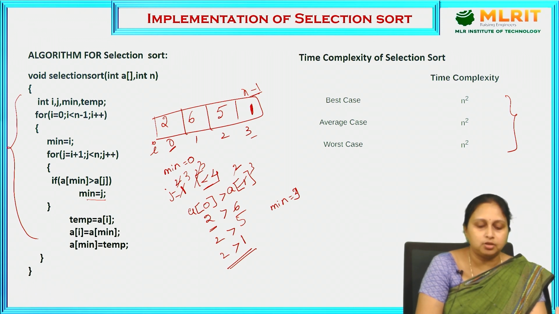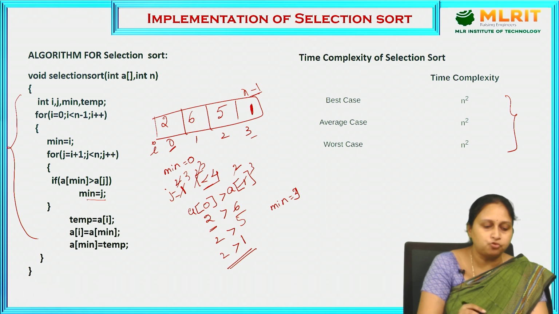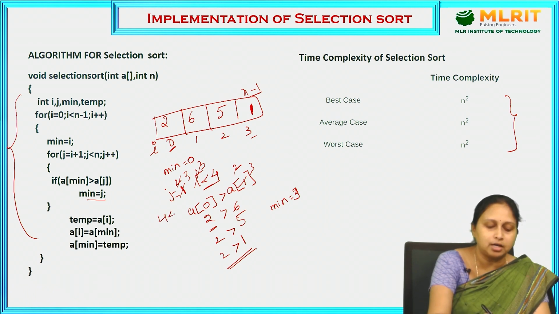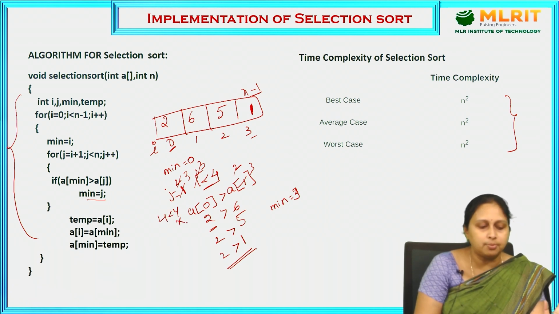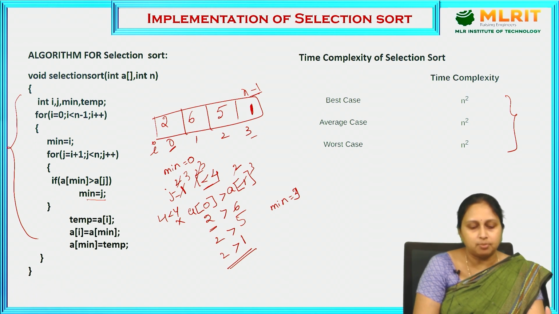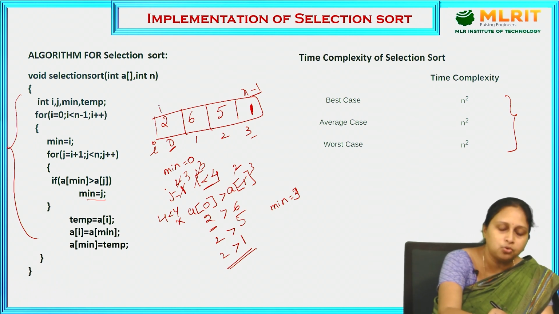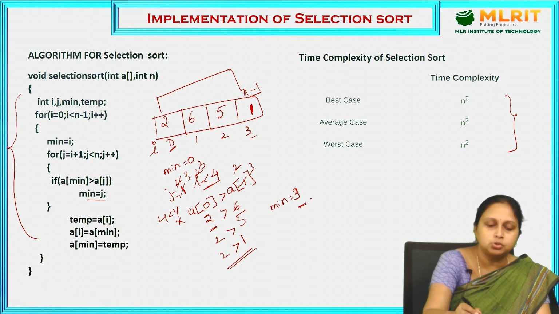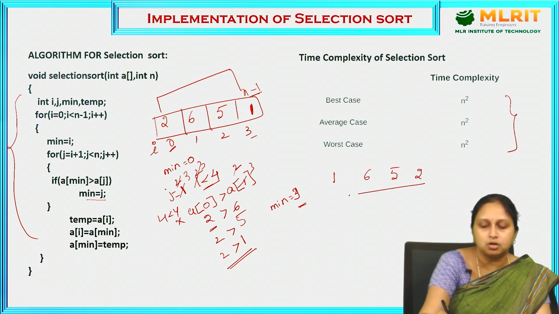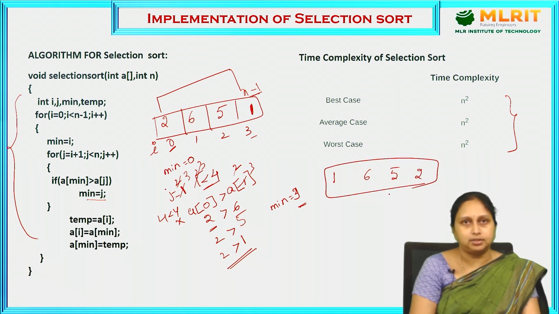Now if the loop is repeating for the next time, j becomes 4, 4 less than 4, the condition fails. It will be coming out of this loop. After coming out of the loop, now we need to perform the swapping. Temp equal to A of i. A of i value and min value, whatever is updated, these two have to be swapped. Now what are you going to get? 1, 6, 5 and 2. These are going to be swapped this way.